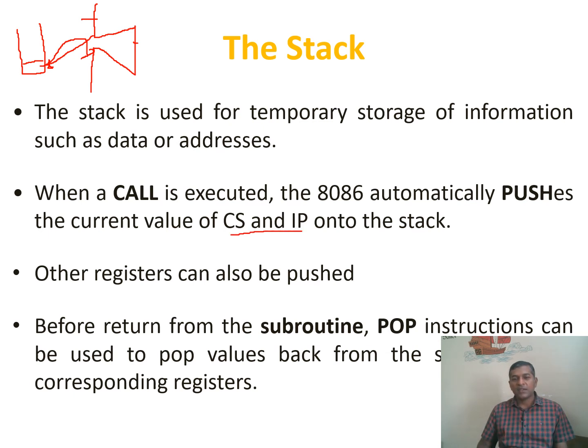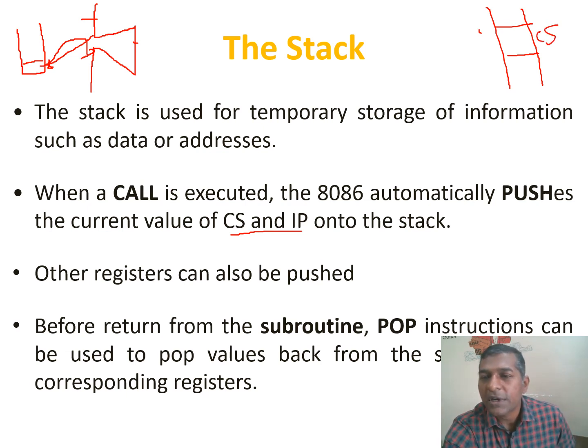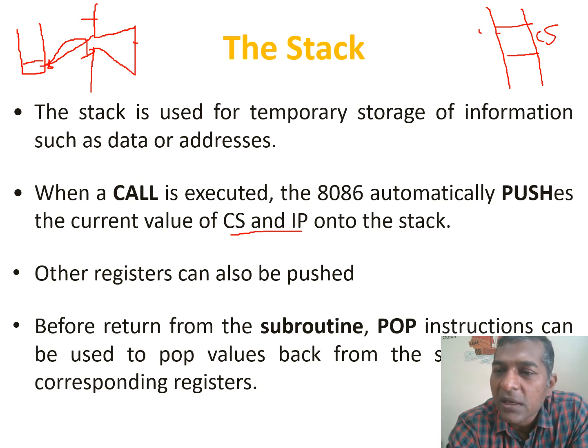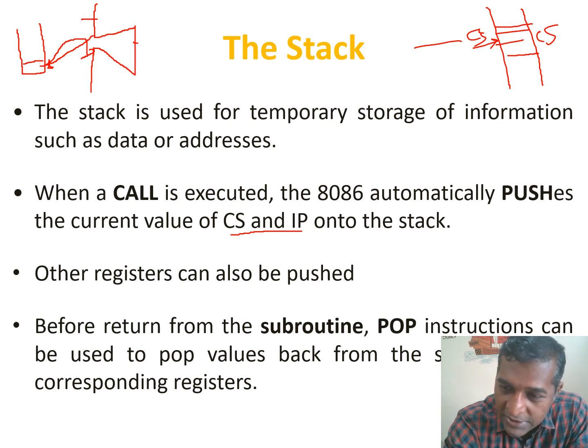Let us understand what CS and IP are. This is a microprocessor, this is a memory, and we have CS, the code segment register, which holds the starting address of the code segment. The instruction pointer is always pointing to an instruction in the code segment, because the code segment has the program instructions.